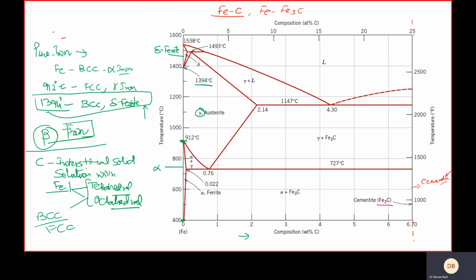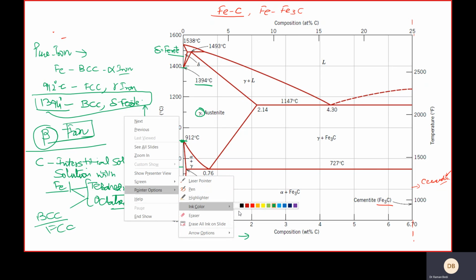So in your FCC iron, the octahedral sites are larger, and that is why the solubility limit of carbon in the gamma iron happens to be very large. So let's look at this statement with the help of the phase diagram. When you talk about this phase diagram now, let's slowly start reading it.